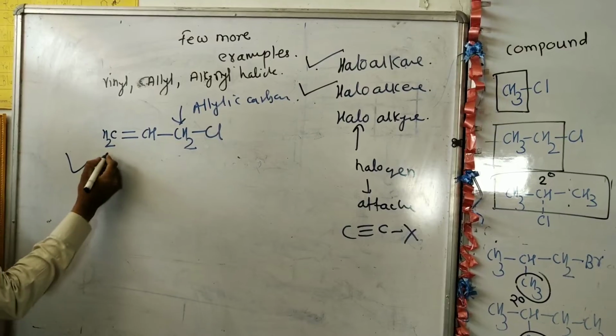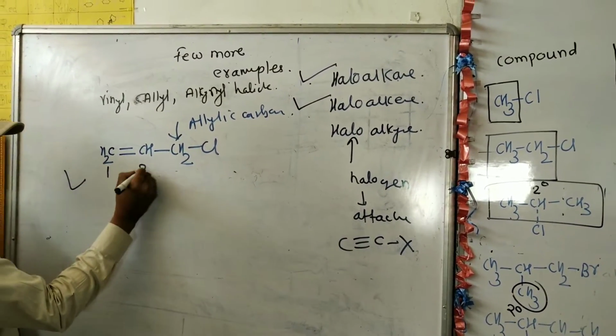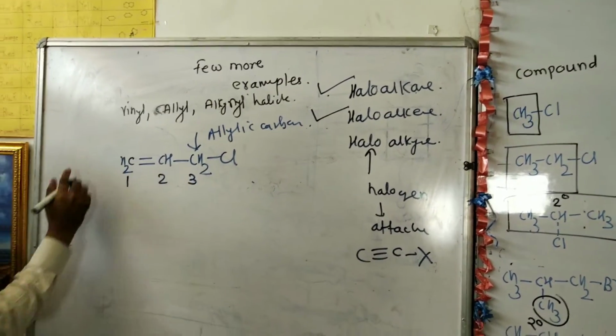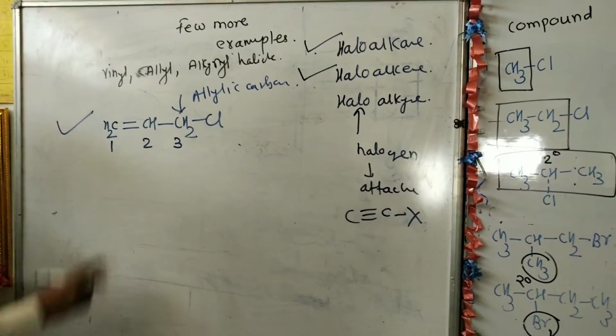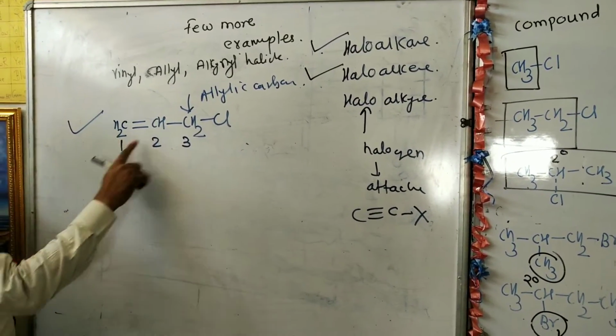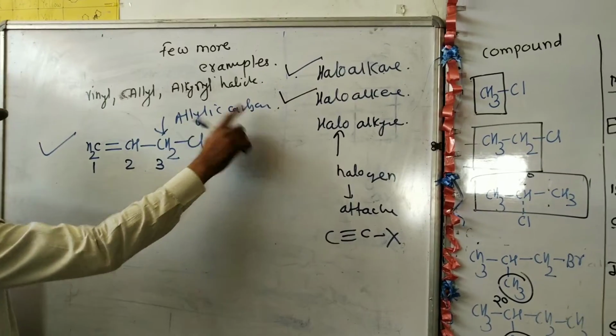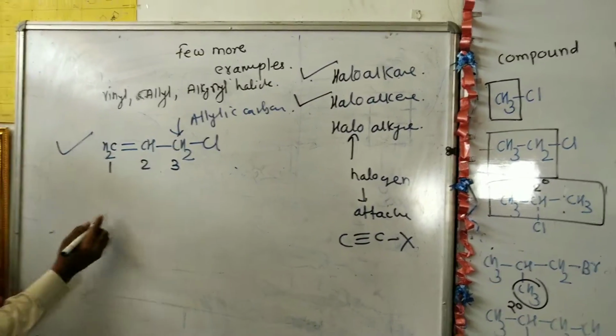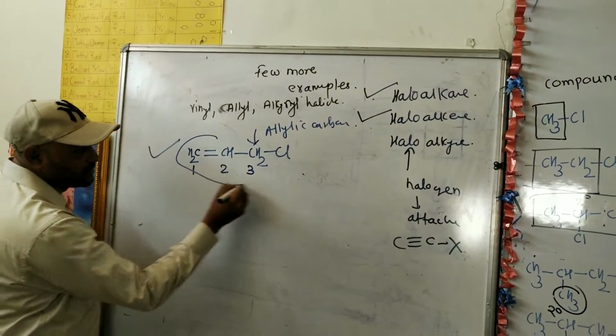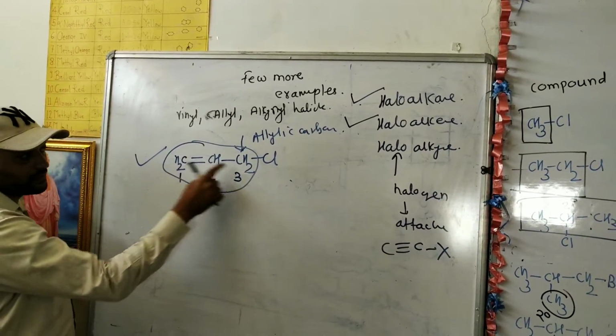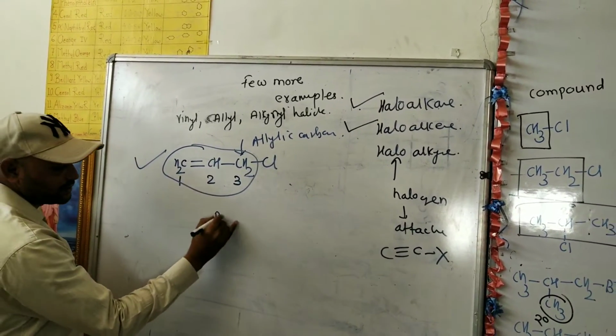So what is the selection? 1, 2, 3. This is the correct selection for writing the IUPAC name of allylic halide. Name of this compound: a 3 carbon alkene, that's why it is called prop.